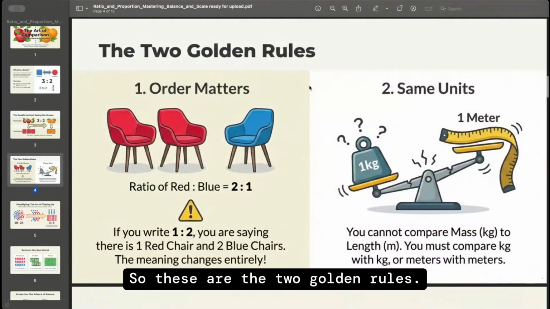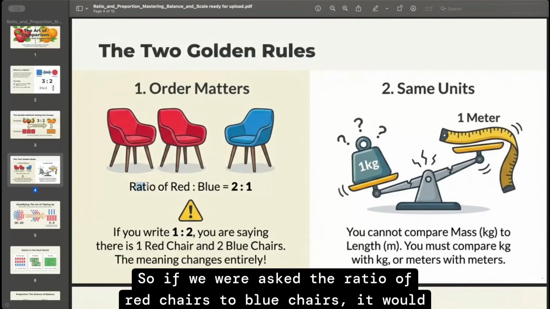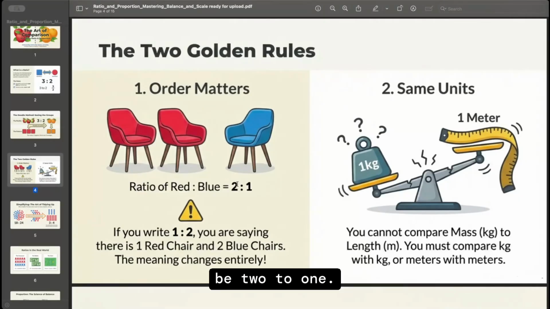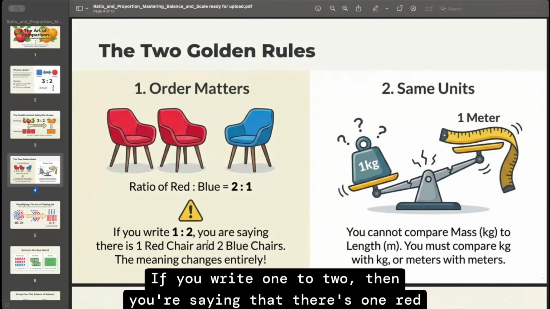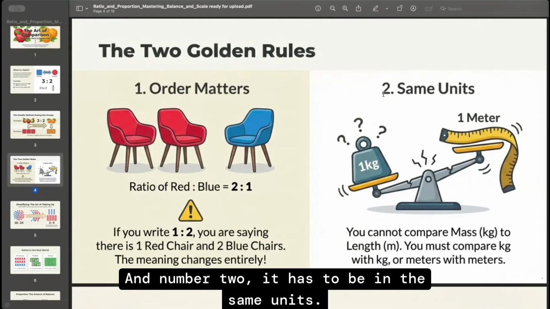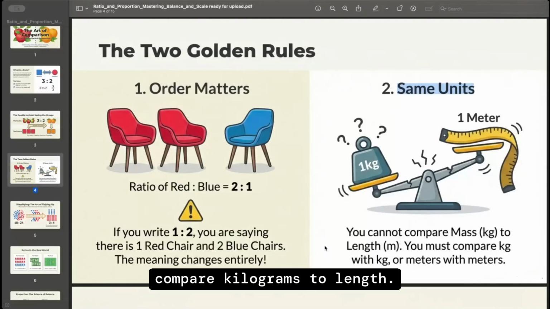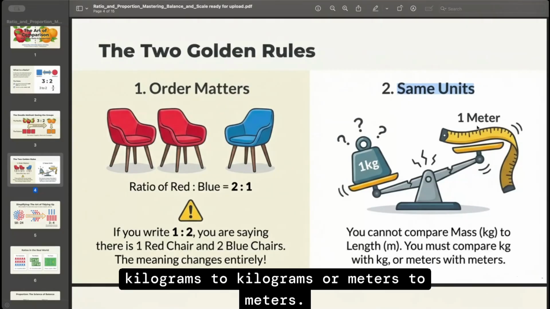So these are the 2 golden rules. Number 1 is that the order does matter. If we were asked the ratio of red chairs to blue chairs, it would be 2 to 1. If you write 1 to 2, then you're saying that there's 1 red chair and 2 blue chairs, and that changes the entire meaning altogether. And number 2, it has to be in the same units. For example, if we have kilograms and meters, you can't compare kilograms to length. You can only compare kilograms to kilograms or meters to meters.